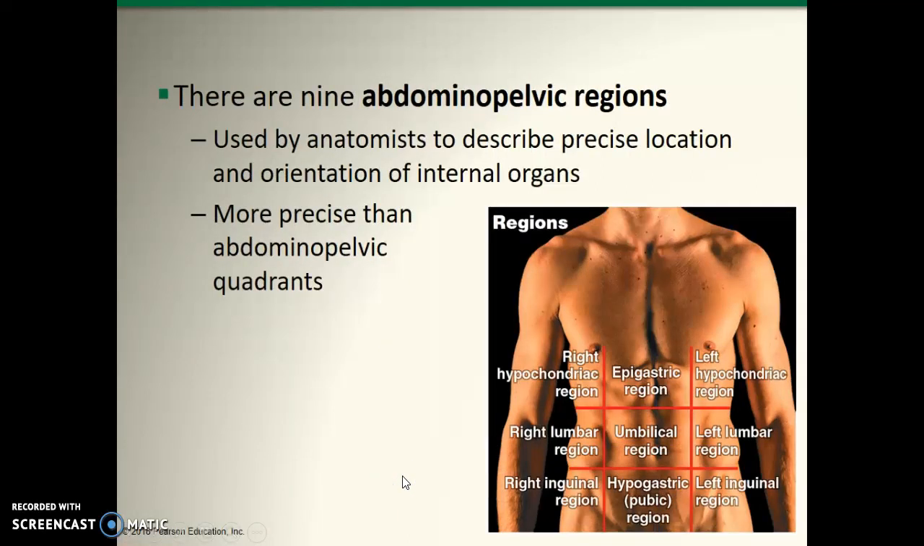There are 9 abdominal pelvic regions. All of these terms you must know. Here we have a right and a left hypochondriac. Chondriac refers to cartilage. We have a right and left lumbar region and a right and left inguinal region. In the center, umbilical is around where your umbilical cord was attached there. And epi means on top of, gastric is referring to stomach. Epigastric is the upper region, and hypogastric is the lower pubic region.